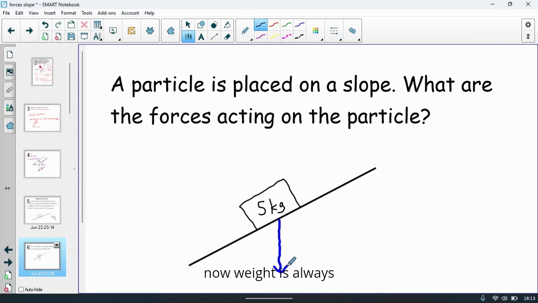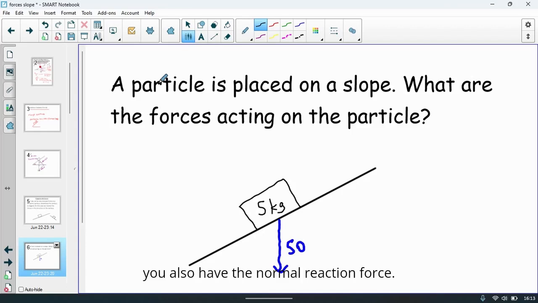Now, weight is always mg. In this case, the mass is 5. Gravity is 10 for Cambridge. So 5 times 10 is 50 newtons acting downwards. I'm just going to remove the N to make it easier looking. So 50 newtons, and the weight is always acting vertically down.